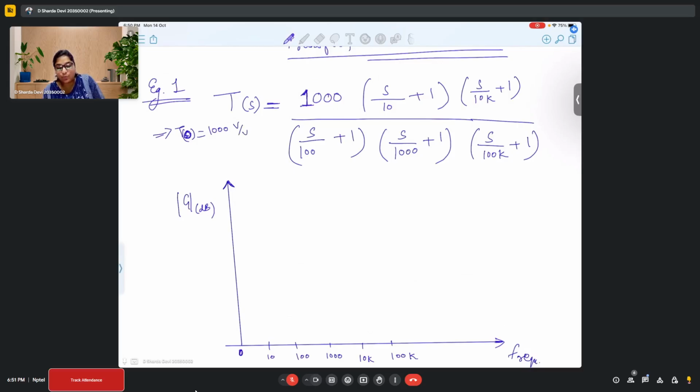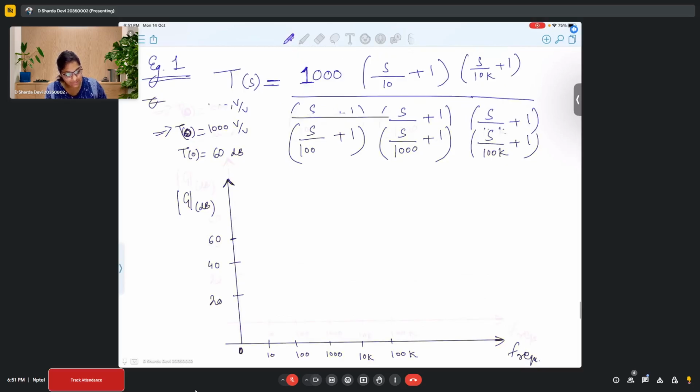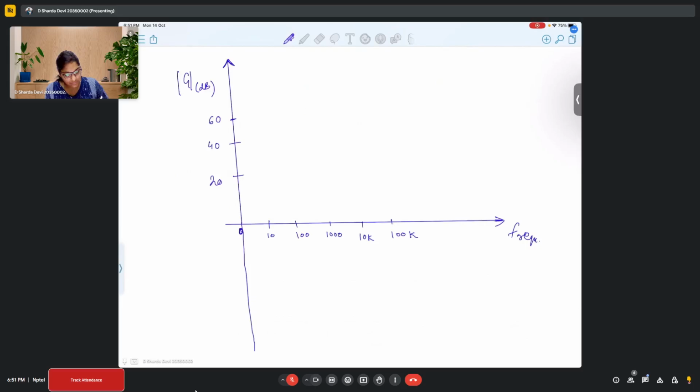This is volt by volt, this is not in dBs. But in your Bode plot, you have to represent the gain in dBs, right? So what will this value be in dBs? 60 dBs, correct. So your plot will start from 60 dB. So let's say this is 60, 40, 20, 0, then you can go downwards, minus 20, minus 60, and so on.